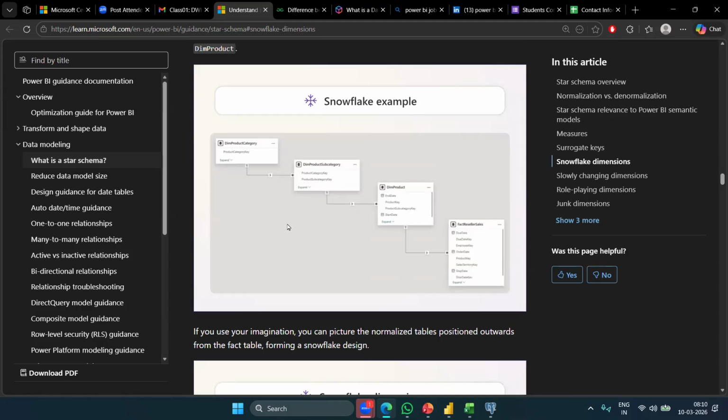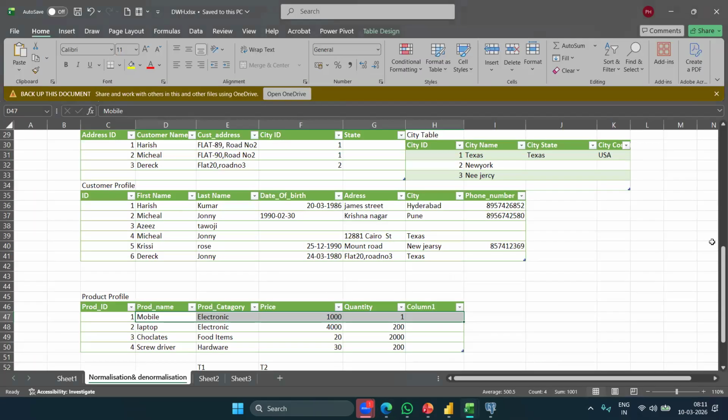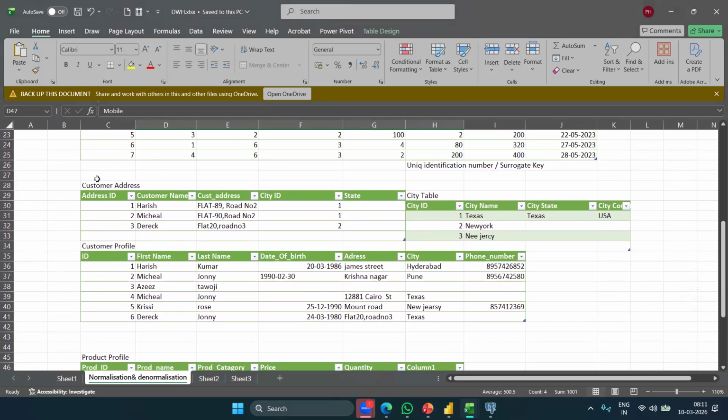So here what happens is a fact table is connected to a dimension table. Now, if this dimension table further refers to another dimension table, then it is termed a snowflake schema. One classic example is the customer address, right? We are storing customer name, address, city, and state.